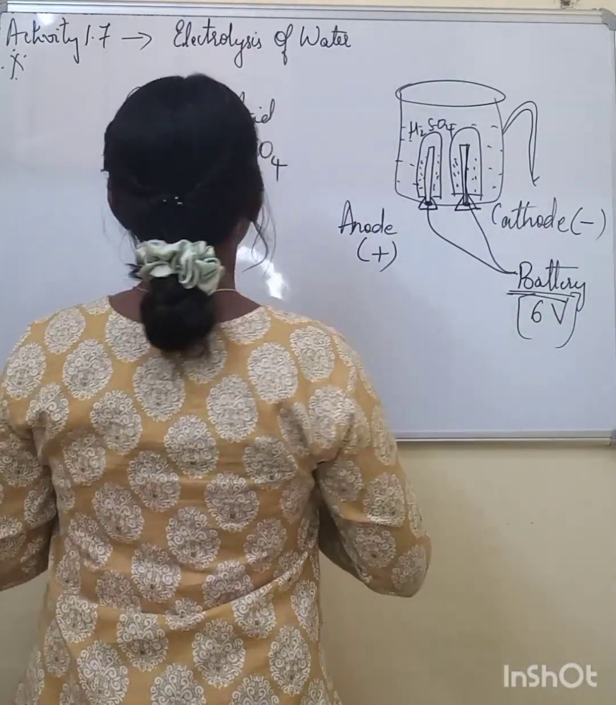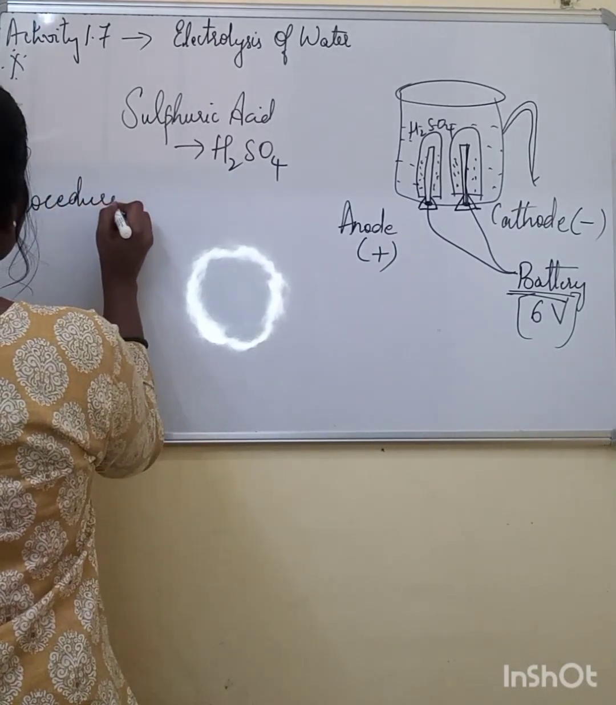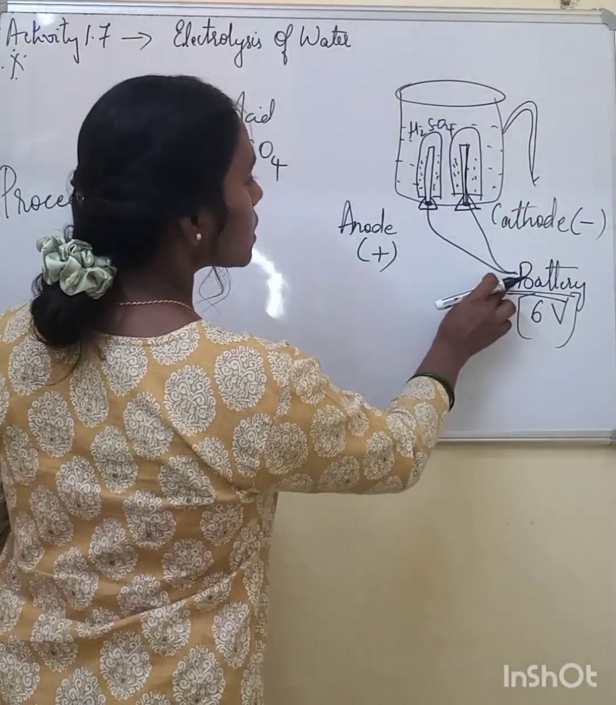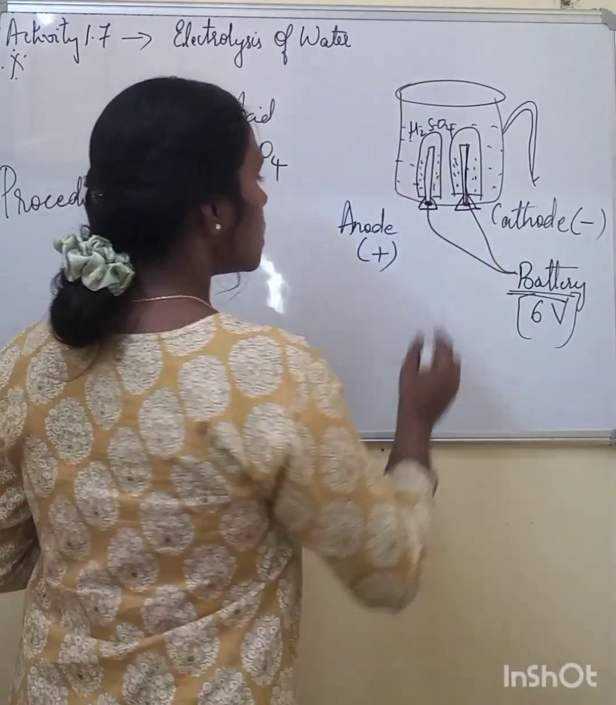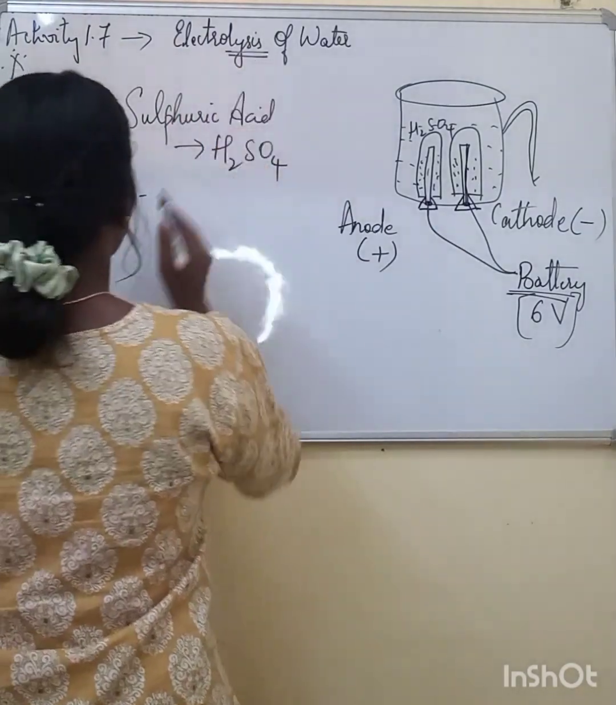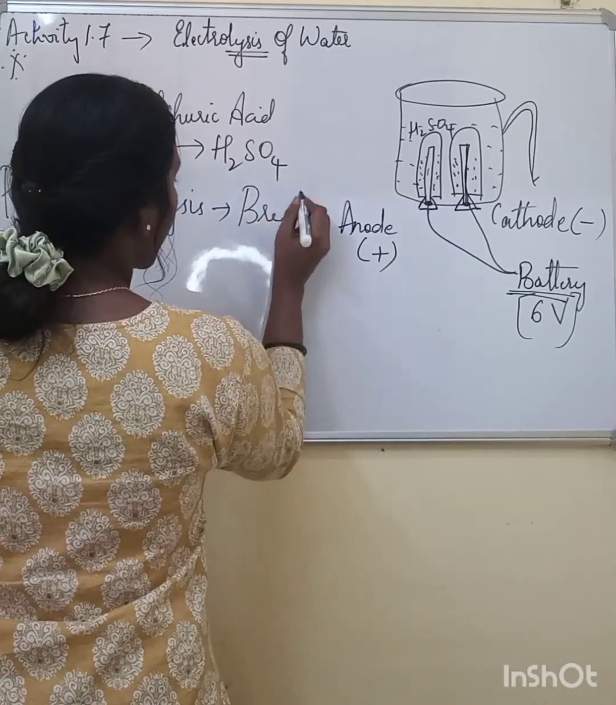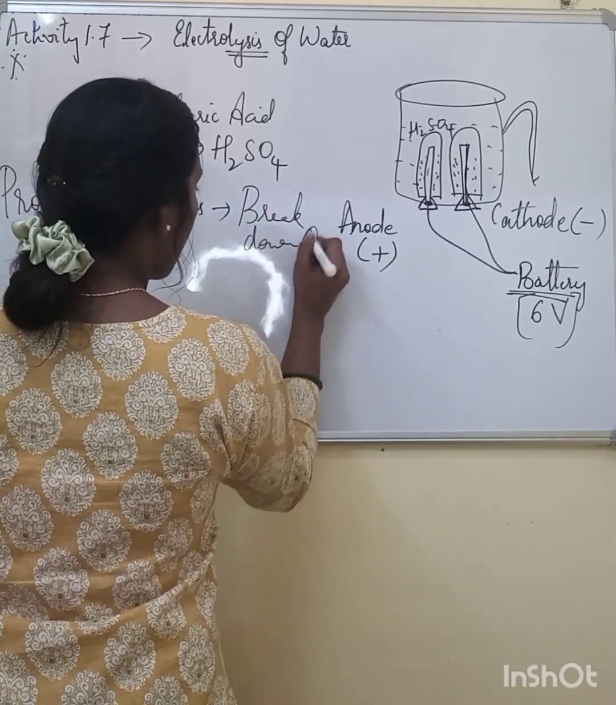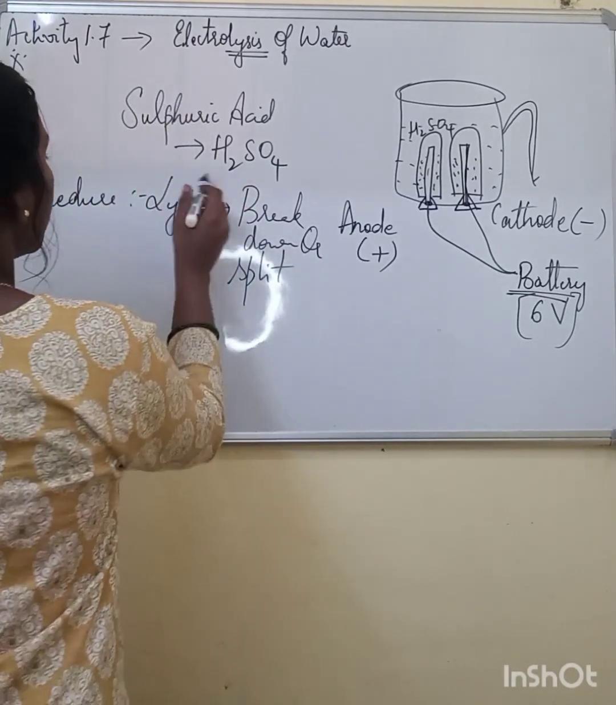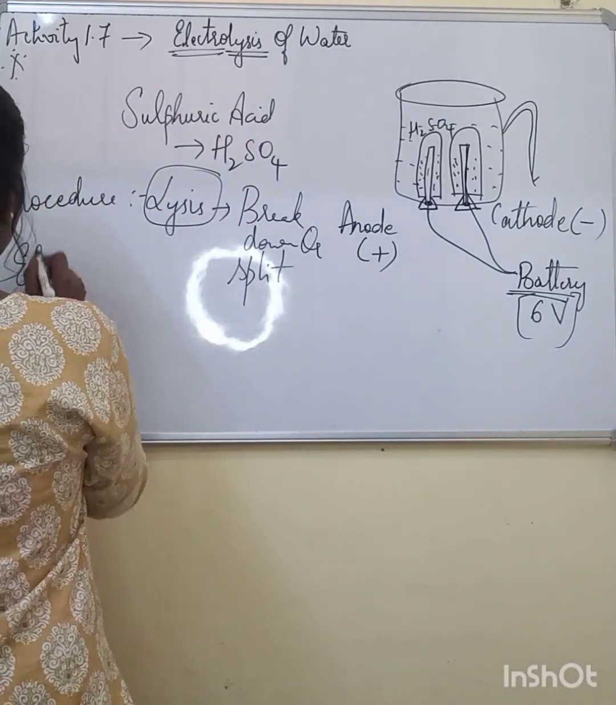Now let us see how it works, the procedure. You switch on the battery. When you switch on the battery, 6 volt of electricity is passed. Now when the electricity is passing, let me first tell you the meaning of lysis. Lysis is breakdown or to split. Splitting or breakdown is the meaning of lysis. Electro means electricity.